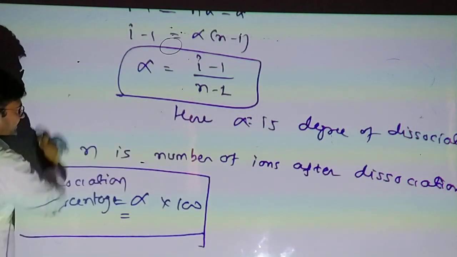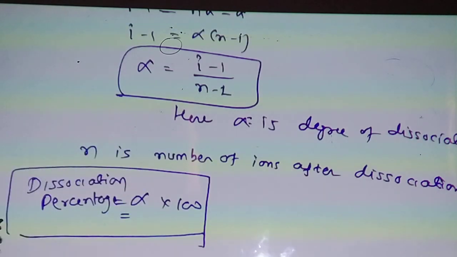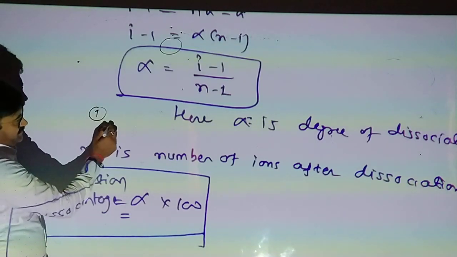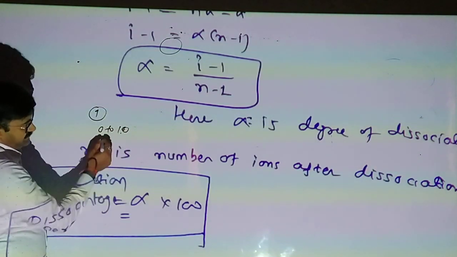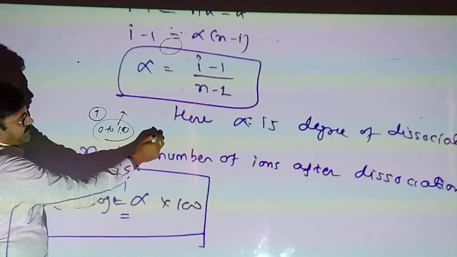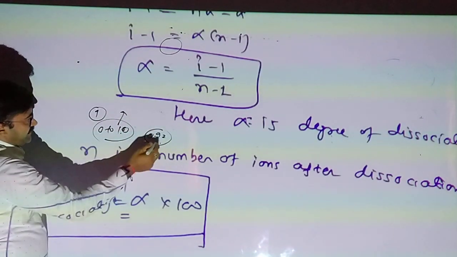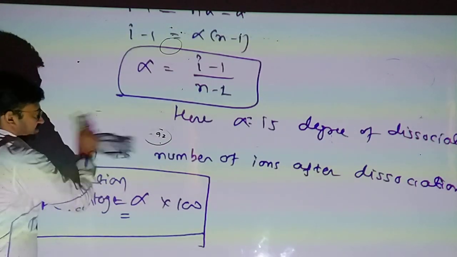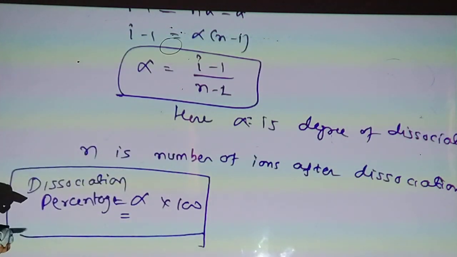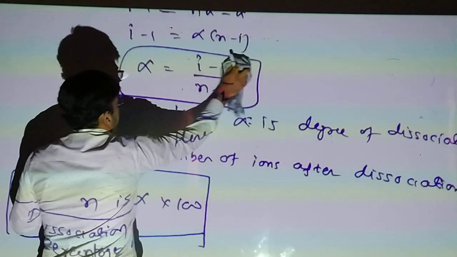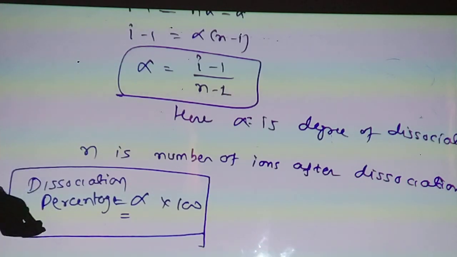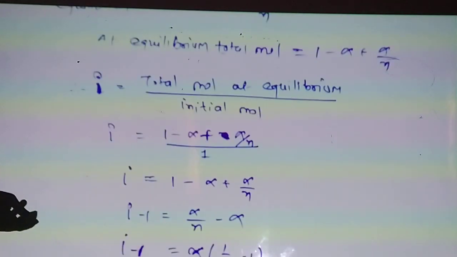Now dissociation percentage. Yes, degree multiplied by 100. So it gives percentage. Suppose degree comes between 0 to 1. And one part માંથી suppose 0.92 છે. So multiply by 100. So 92% dissociation occurs. Degree means one part mathi how much part. Percentage means 100 part mathi how much. This is dissociation. Now association.